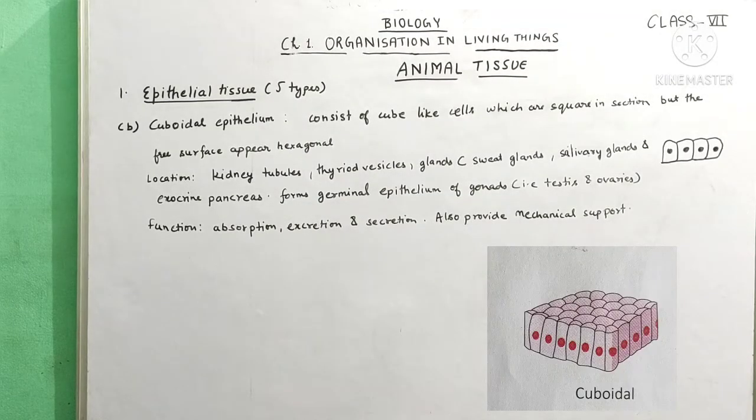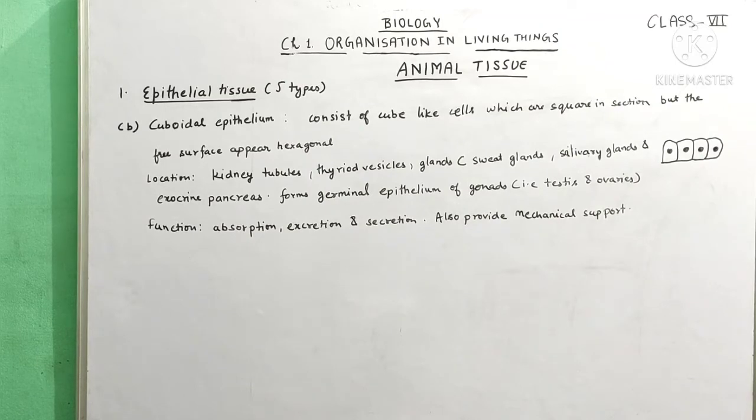The second type of epithelial tissue is cuboidal epithelium. The cells of the cuboidal epithelium are cube-like, which are square in section, but when we look from the free surface, the upper surface, the cells of the cuboidal epithelium appear hexagonal. The location of the cuboidal epithelium in the animal body is kidney tubules, thyroid vesicle, glands, that is sweat glands, salivary glands, from where saliva is secreted, exocrine pancreas, it is a part of the digestive system, and the cuboidal epithelium also forms the germinal epithelium of the gonads, that is testes and the ovaries.